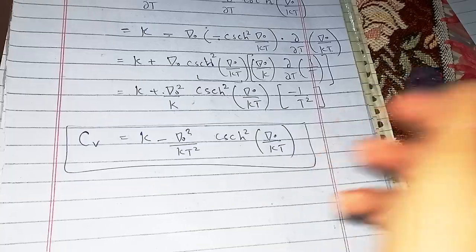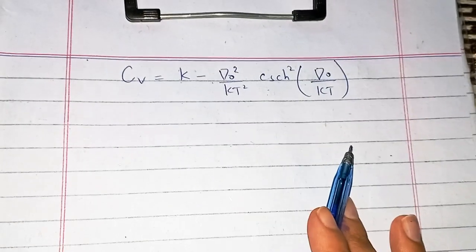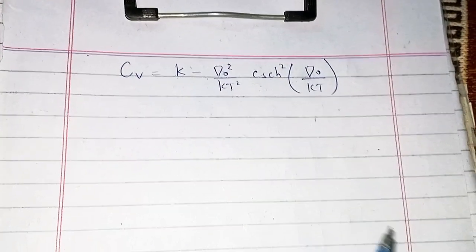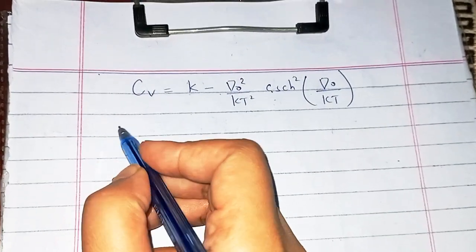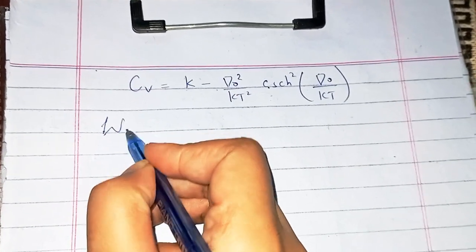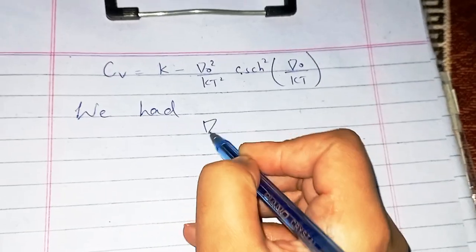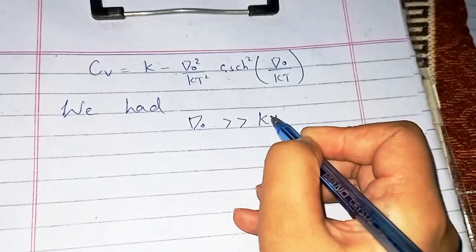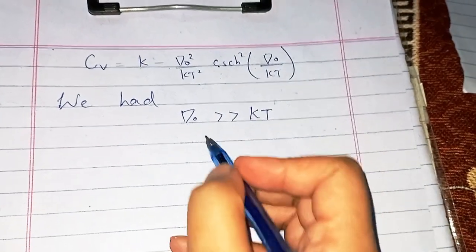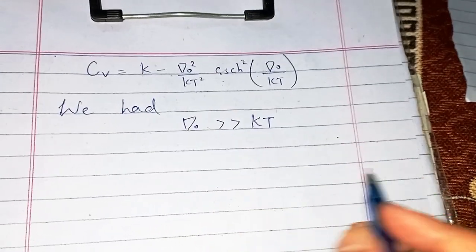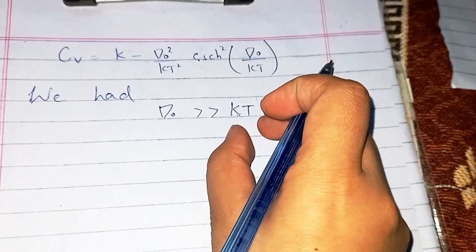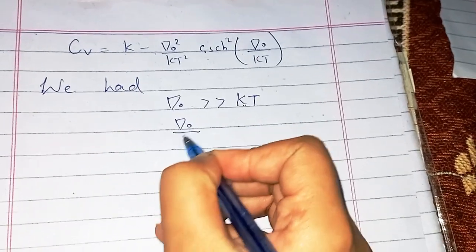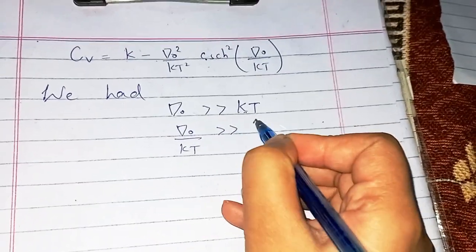That is the heat capacity so far. Finally, we have reached a point where we are 2 steps away from the solution, and here we are going to apply the approximation. We had delta naught very much greater than kT. This is the approximation, which means delta naught by kT is very much greater than 1. We can take kT, it's being multiplied here, to the other side; that is allowed in inequalities as well.